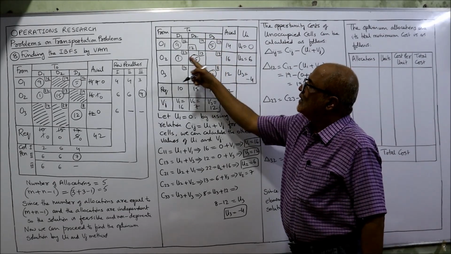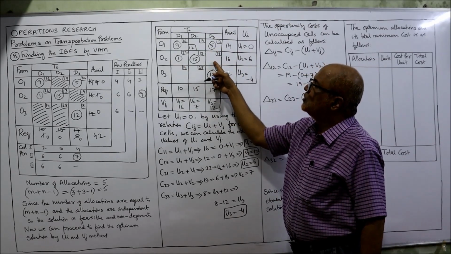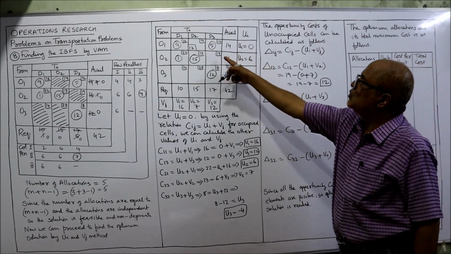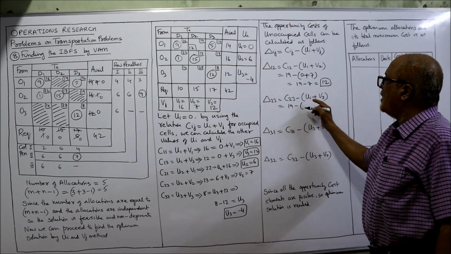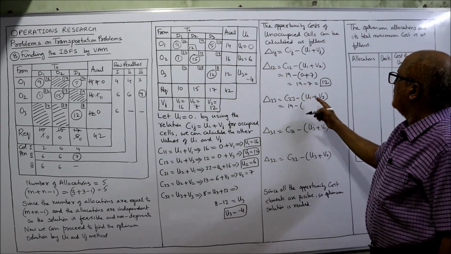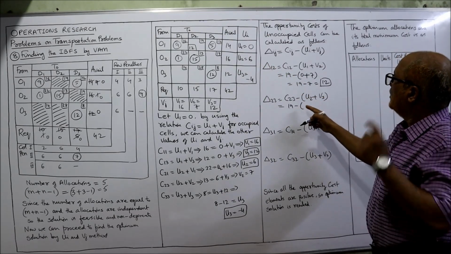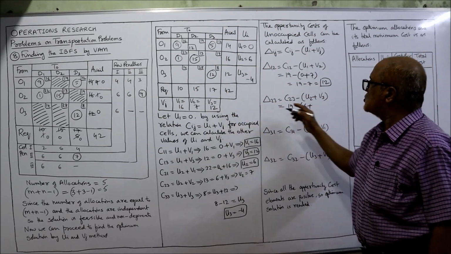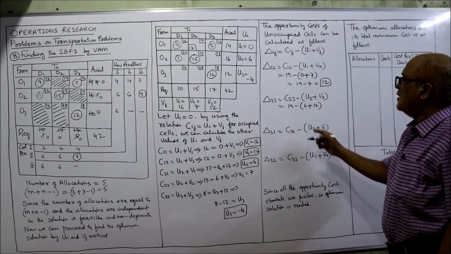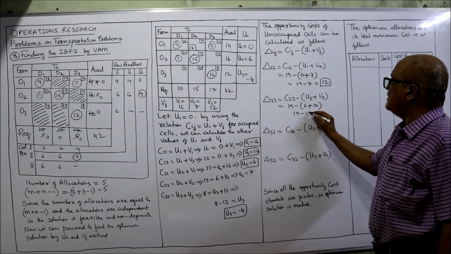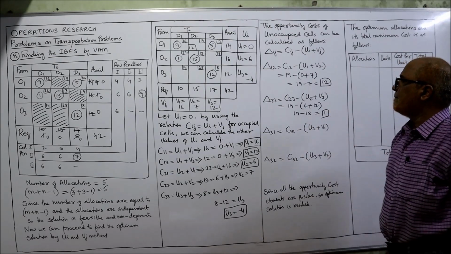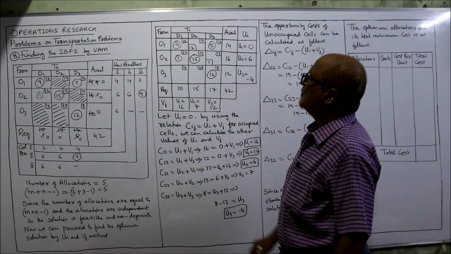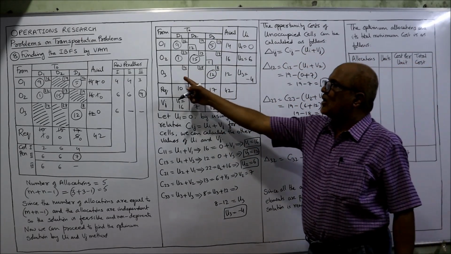Now next unoccupied cell is this, 2,3. That means second row, third column. So delta 2,3 is equal to C23. How much is C23 here? 19 minus U2. How much is U2 here? 6 plus V3. V3 is 12. So here 19 minus 18, that is equal to 1. The opportunity cost is 1. That's it. Now we'll come to the next unoccupied cell.